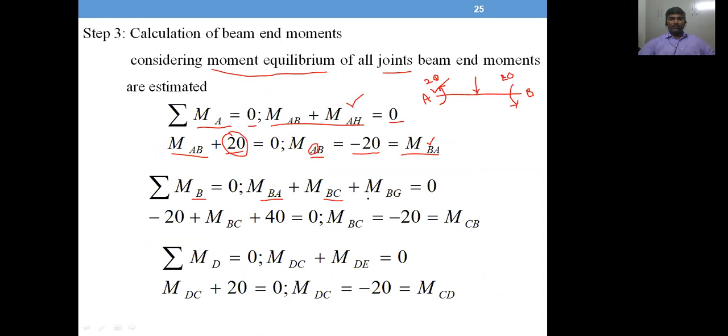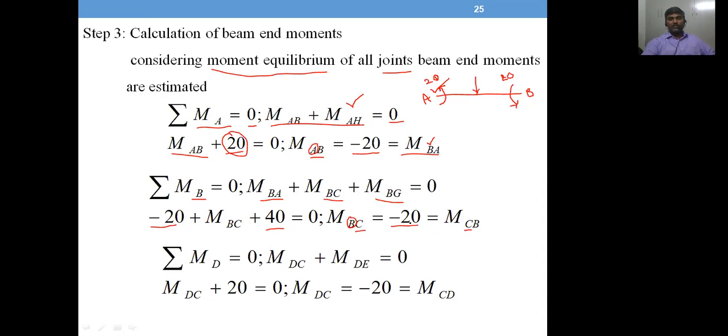MBA plus MBC and MBG is equal to 0. MBA is calculated, substitute it here. MBG, you know it earlier from the previous step 2, so substitute there. So MBC value is minus 20. And you know the end B, if you have some value, end C also will be same. So 20 will remain as it is.